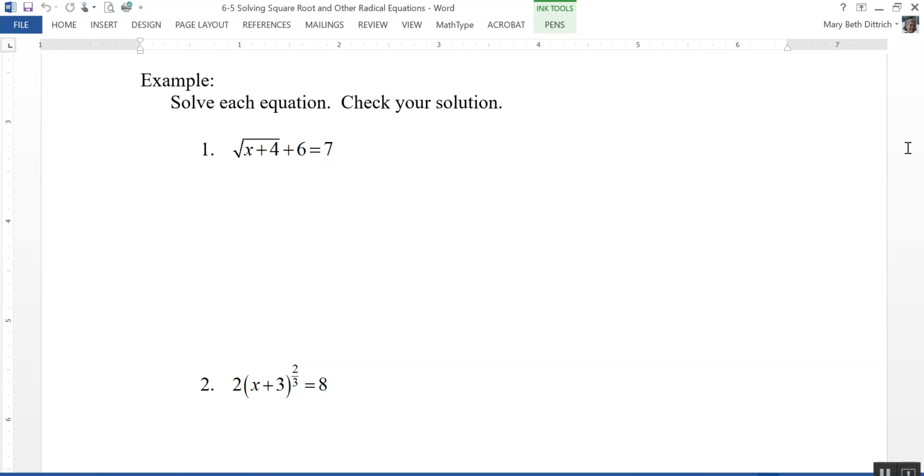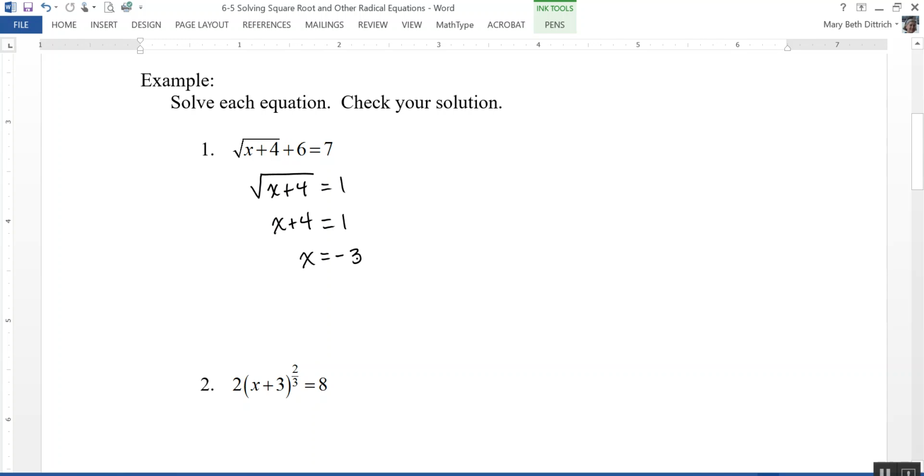First thing I need to do is isolate my radical, so I'm going to add 6 to both sides. So I have the square root of x plus 4 is equal to 1. Now when I square both sides, I get x plus 4 is equal to 1. And then subtracting 4 on each side, x is equal to negative 3.